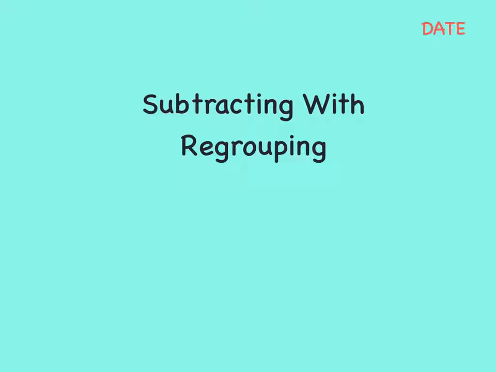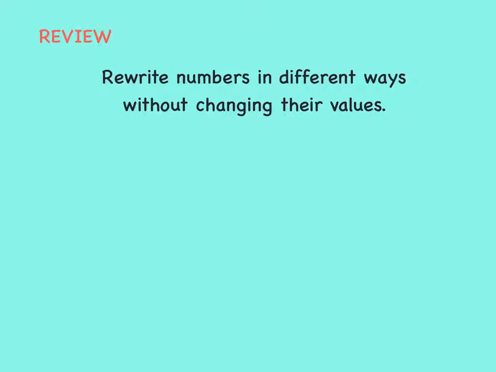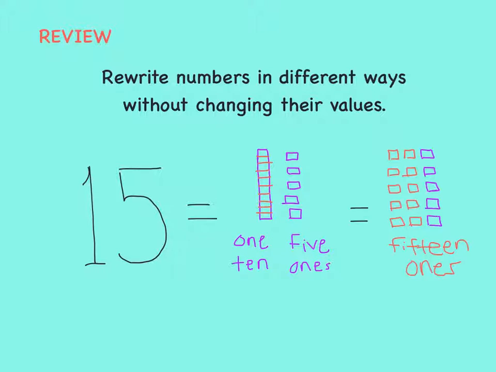Subtracting with regrouping. How can we subtract numbers with regrouping? We can rewrite numbers in different ways without changing their values. For example, the number 15 could be represented with 1 ten and 5 ones, or we could break that 10 apart into 10 ones, and we would have 15 ones.